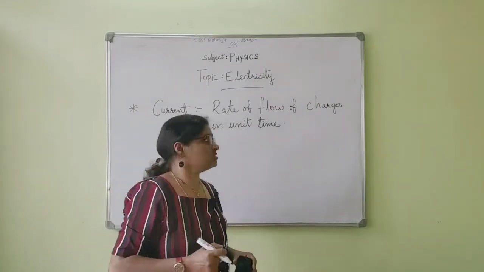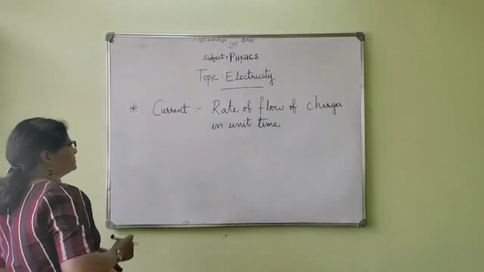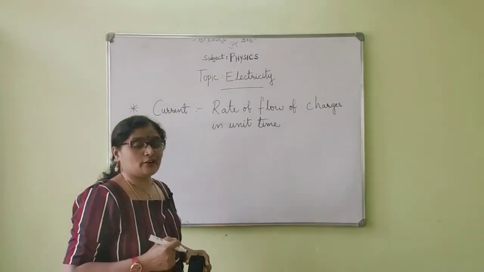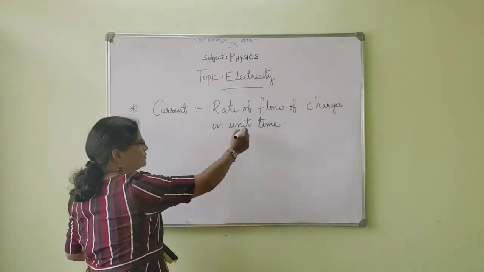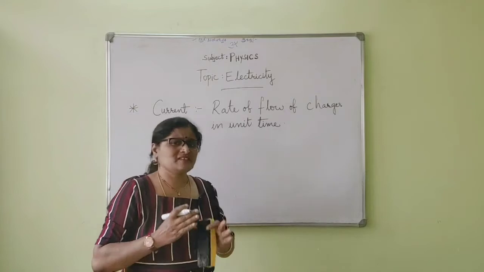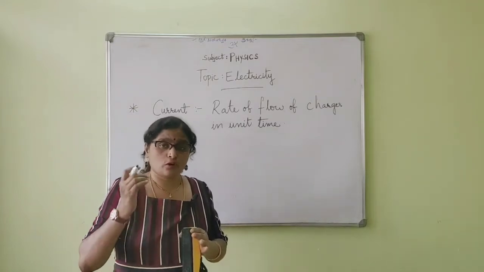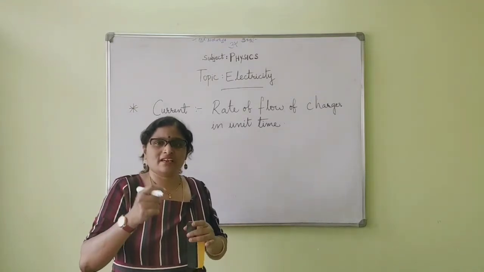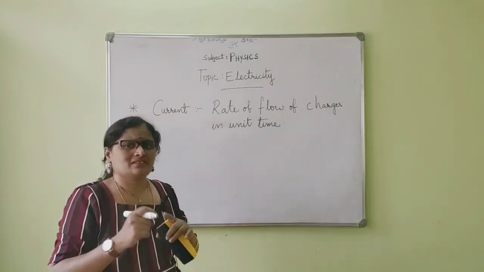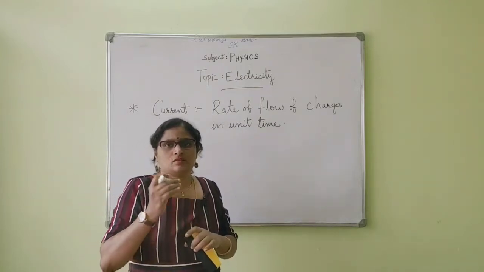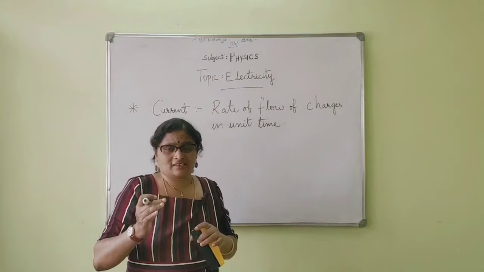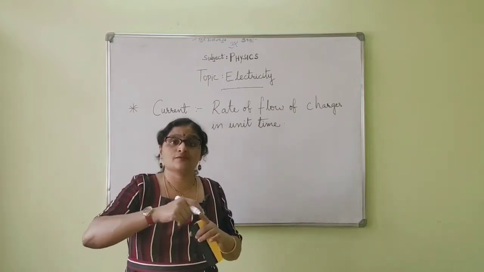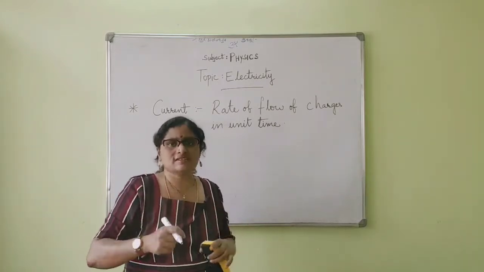Coming to the first definition, current. Current is defined as the rate of flow of charges in unit time. So basically current is nothing but the rate of flow of charges. If you take a metallic wire or a simple electric circuit, there is a flow of charges. That is why we say that the current is flowing in the wire or in the circuit.